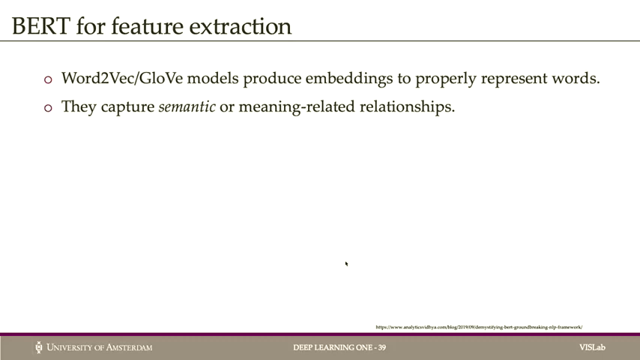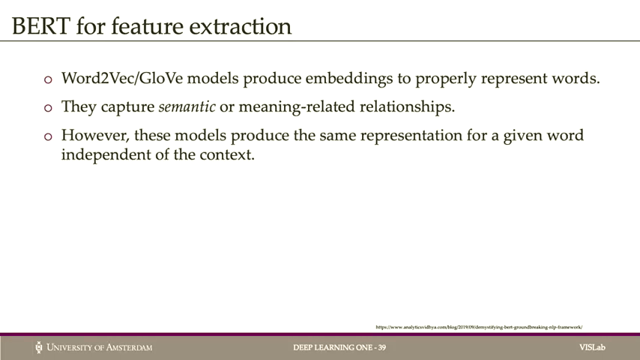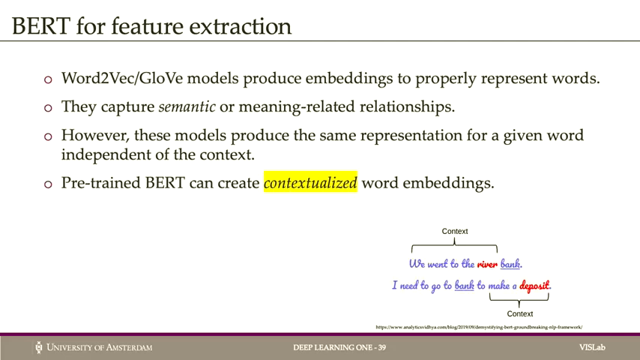An interesting property of BERT is how it works with word embeddings. If you know Word2Vec or GloVe, they produce word embeddings representing words, and they capture semantic relationships between words. But the problem is that they will always produce the same representation, the same vector for a word, independent of the context. And that's actually very bad, because we can take a look at this example.